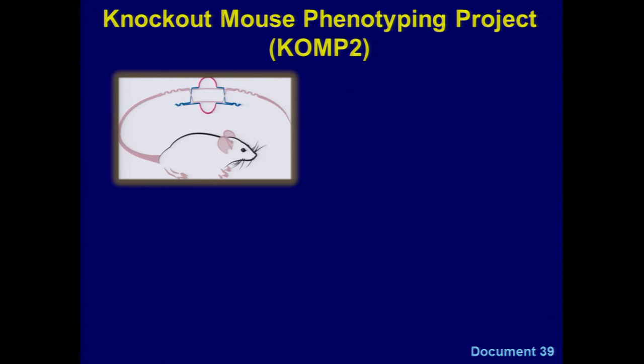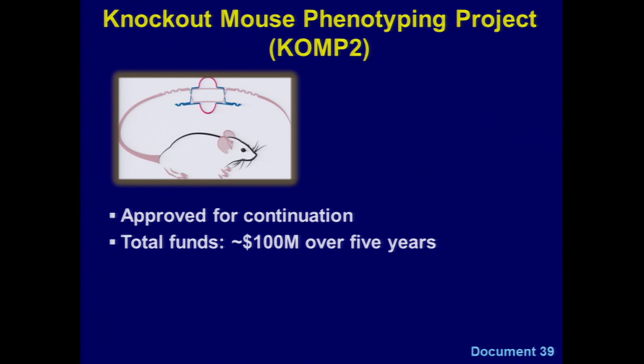The Knockout Mouse Phenotyping Project, or KOMP2, was launched in 2011 with the goal of producing and phenotyping 2,500 mouse knockout strains over 5 years. The project is on track to meet its goal in the fall of 2016. The project was approved for continuation by the NIH Common Fund and thus will proceed with a second 5 years of support, achieving the maximum 10-year Common Fund project lifespan. The NIH Common Fund will be matching the funds provided by other NIH institutes, centers, and offices. And in total, there will be 18 institutes, centers, and offices contributing funds to the next phase of the program for a total of roughly $100 million of funding over the next 5 years.